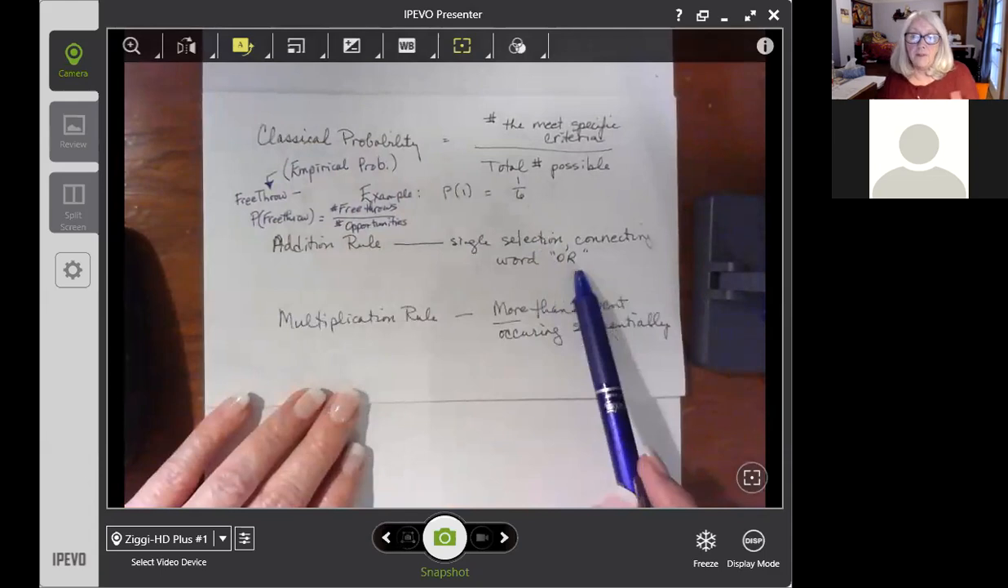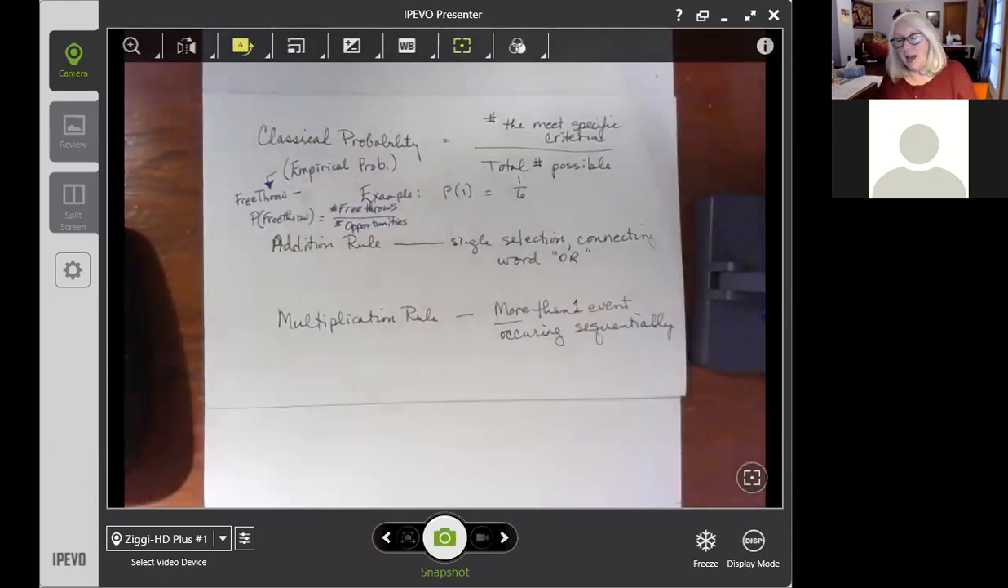Something like if I were looking at a class and I noted all the people of a certain gender and their color of hair, okay? I could ask, what is the probability that if I randomly select someone from this class, I will select a woman who has blonde hair? I'm sorry, I didn't mean to say that. A woman or someone who has blonde hair. Now that's a case that clearly is the addition rule, because I made a single selection of one person from the class, and the connecting word was or.